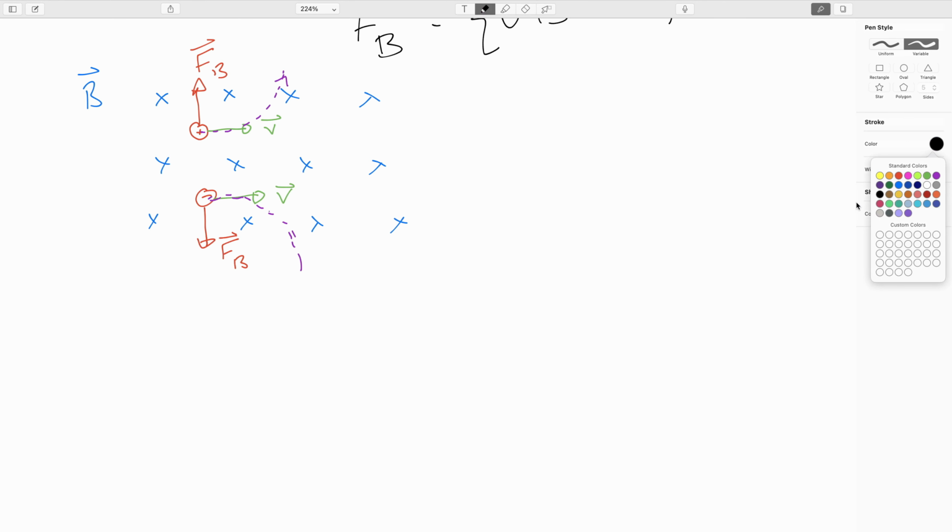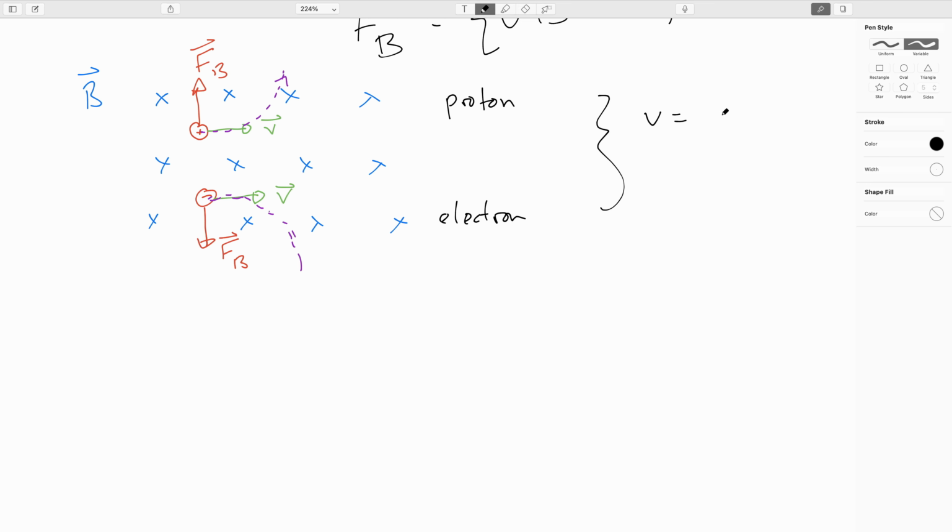Just to make this concrete, let's assume that our positively charged particle here is a proton, and our negatively charged particle here is an electron. Let's say that in both cases, the particle was moving at 1,000,000 meters per second, and the magnetic field strength was 1/10 of a Tesla. I'd like to figure out, for both the proton and the electron, what is the magnetic force and what is the acceleration of the particle.